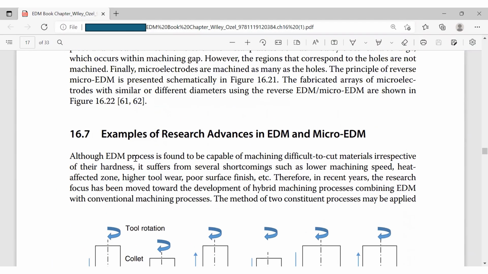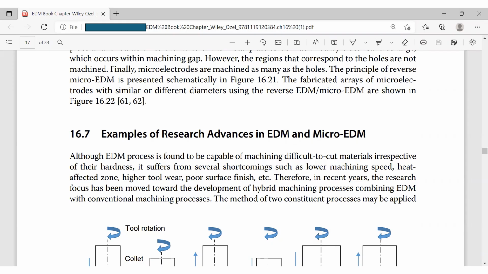So it's proved that EDM is very capable of machining difficult-to-cut materials irrespective of their hardness, no matter how hard it is, as long as it is conductive. It suffers from several shortcomings, right? There are limitations here, such as low machining speed, a heat affected zone because of high temperature, higher tool wear, poor surface finish, etc.